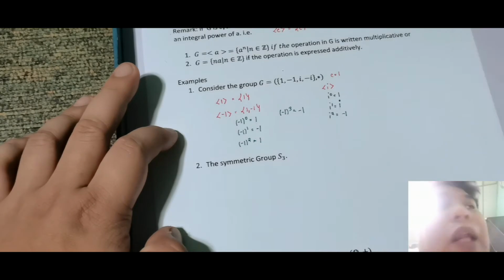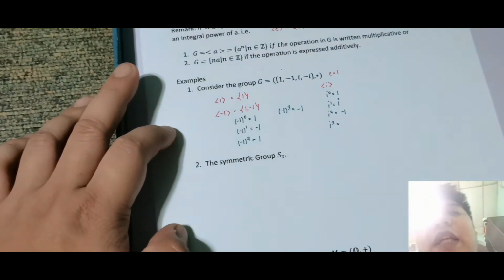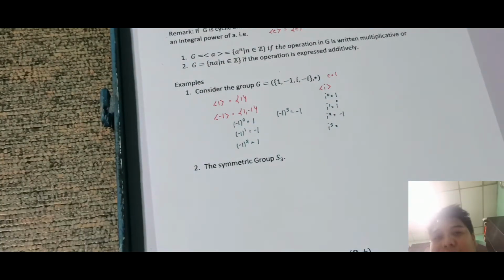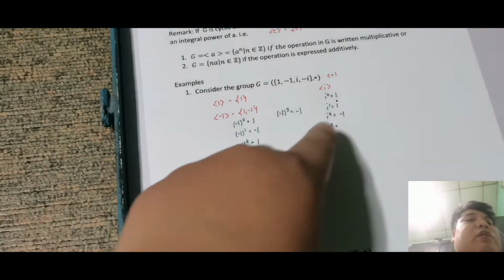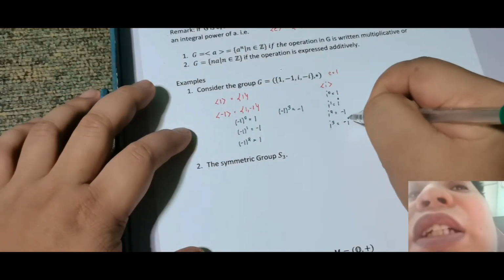Naulit na ba? Wala pa pong naulit. Next is i raised to 3. Ang mangyayari, i squared is negative 1, and i squared times i is negative i. Napansin mo na generate niya lahat ng element.